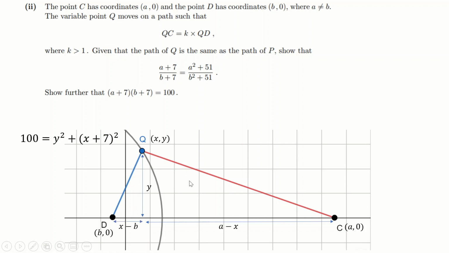Okay, so I've got my two triangles. I can do some more distances. QC squared is equal to y squared plus (a minus x) squared. And QD squared is equal to y squared plus (x minus b) squared. Excellent. Okay, now where am I going with this? Well, I can do the same thing I did before. Again, I can square this equation here. k is bigger than 1, so I don't have to worry about getting anything wrong with a negative here. I can just square everything nicely. In fact, that wouldn't have mattered anyway.